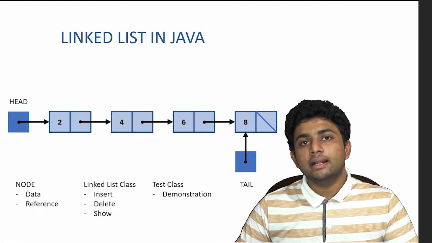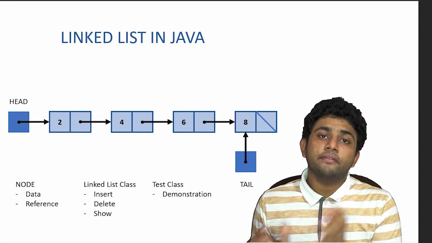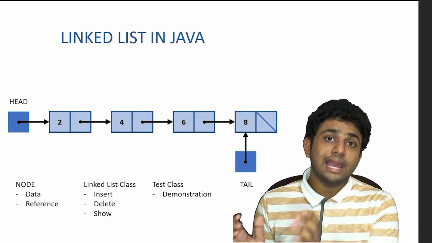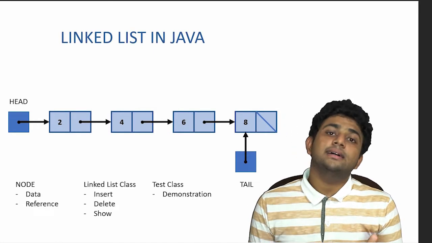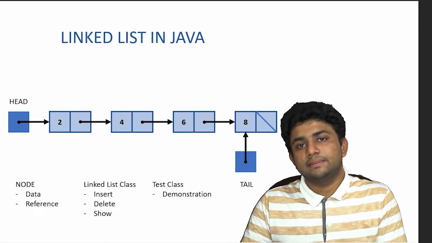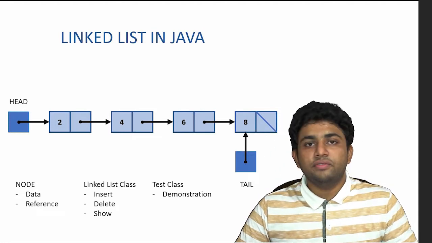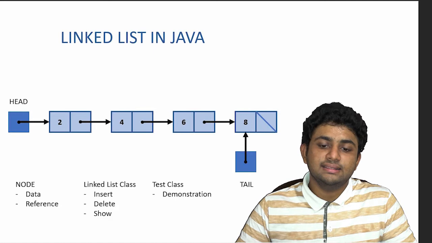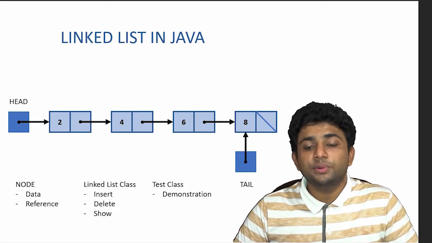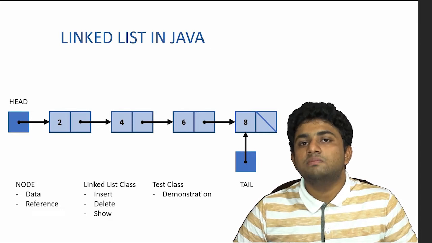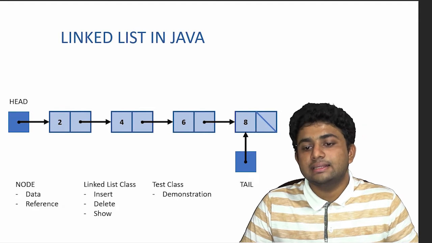In a circular linked list, it's quite a different way, where the last node will hold a reference to the first node. The tail node will hold a reference to the head node, which makes it a circular linked list. So in a list, the basic operations are insertion, deletion, displaying the list, and going through the list for some values. So we'll see how to implement a linked list in Java.